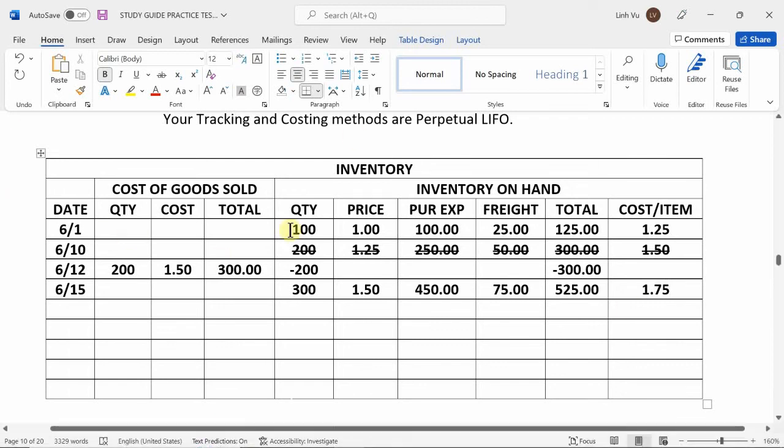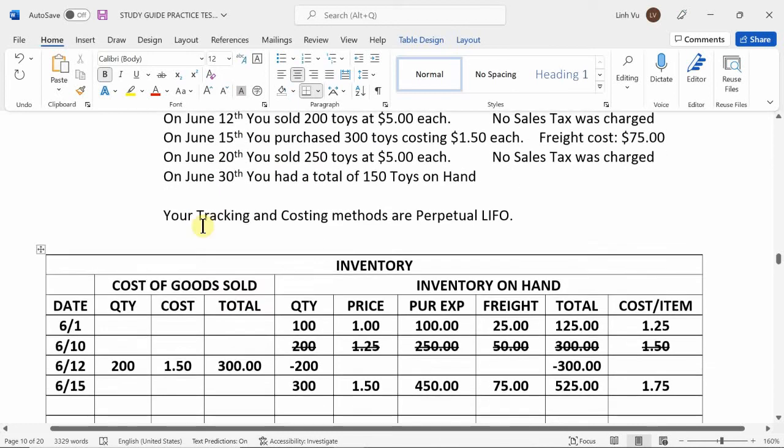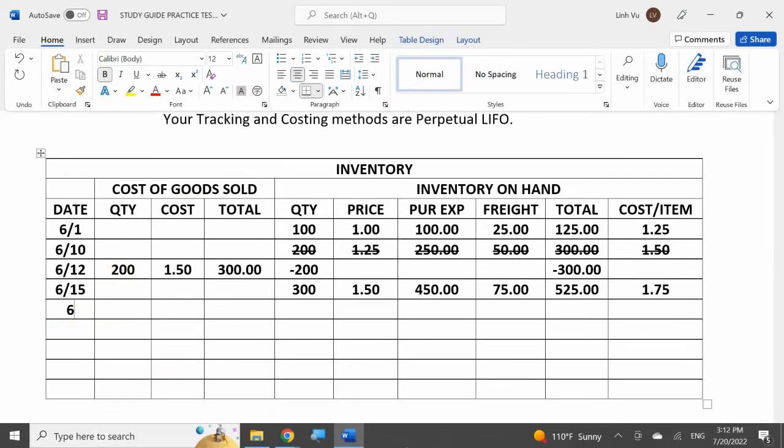Okay, so let's see what happened next. It is now June 20th, and you end up selling an additional 250 toys at $5 each. So we'll record the sale at $5 each, but then we need to figure out how much it costs me to sell those 250 units. I have 2 batches left because the second batch that we purchased is already gone. So I have my first batch at 100, and then I have my most recent batch that I purchased for 300 units.